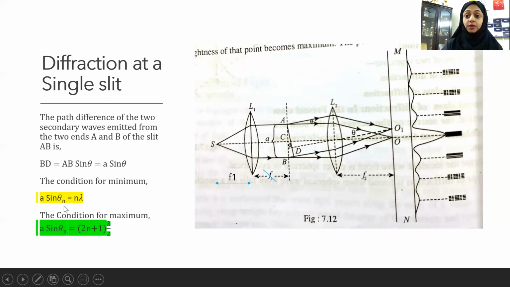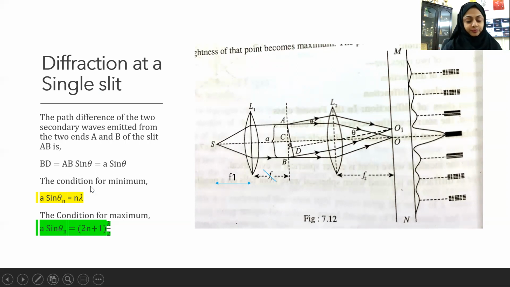And n is called the order, first, second, third, etc. If n is equal to 1, this will be the area. Now if n is equal to minus 1, it will refer to the down part. And if n is equal to 2, it will refer to this part. And if n is equal to minus 2, it will refer to this part, etc.